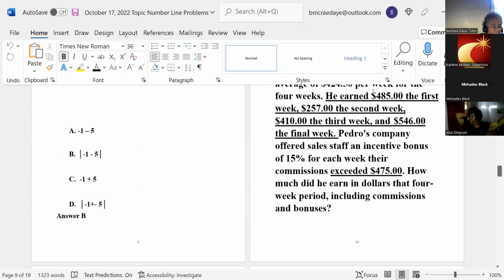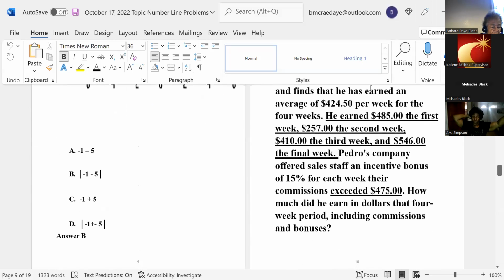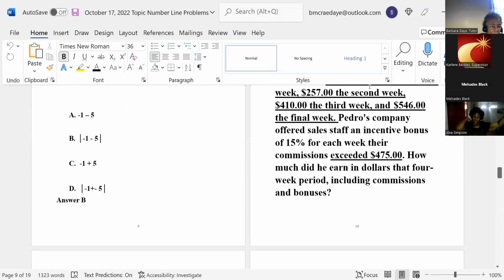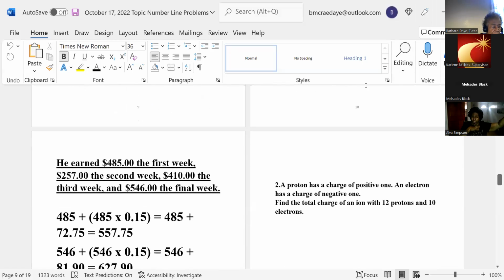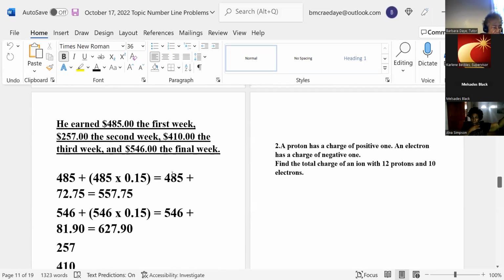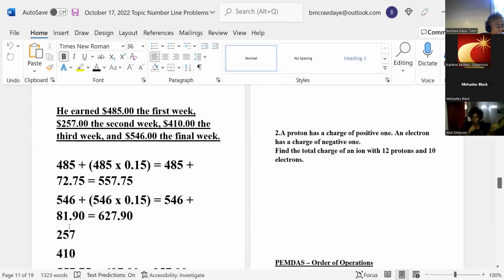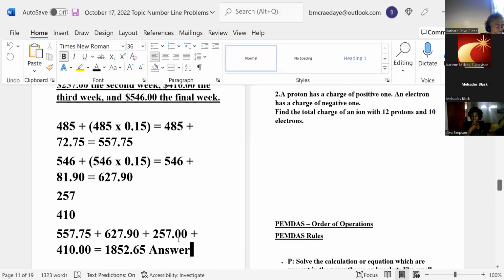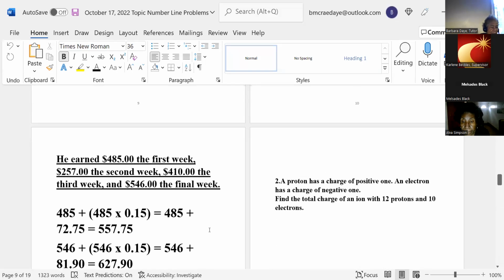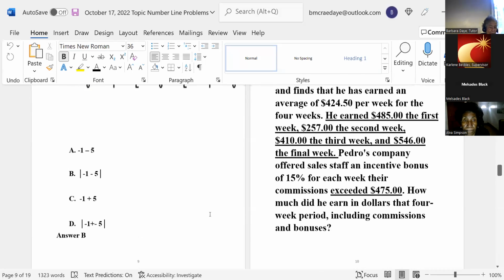All right. So this answers the question, how much did he earn in dollars that 4-week period? We took his weeks where he earned commission, found his commission amount, and added that to that week. That was 2 weeks, the 485 and the 546, the first week and the final week. The second and third weeks had no commission, so we just add those as they are. And you get $1,852.65 as the answer that he earned during that 4-week period.